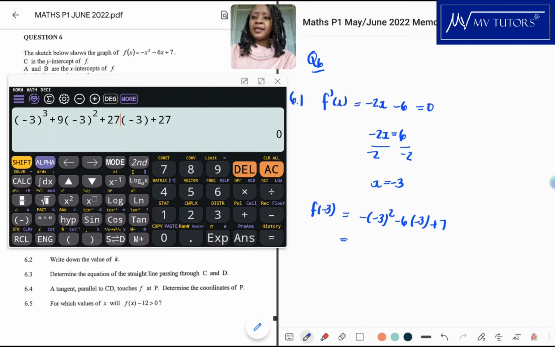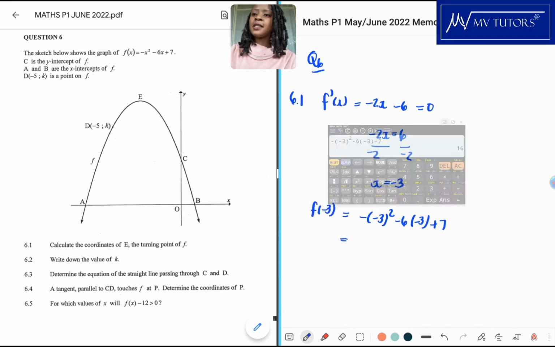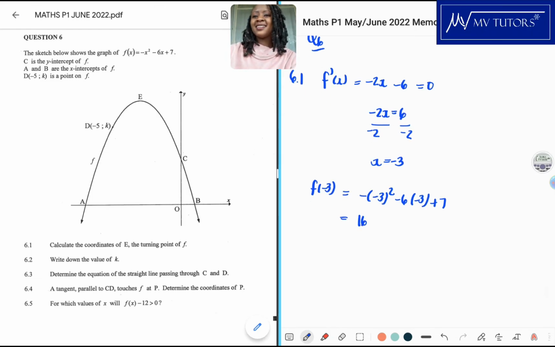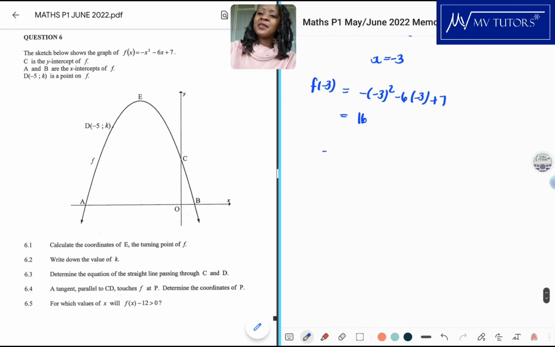Because we don't like wasting time, we are just going to plug it in the calculator as it is. Minus 6 plus 7. And then our answer is 16. Does that make a little bit of sense? So then our coordinates of E, the turning point, are minus 3 and 16.